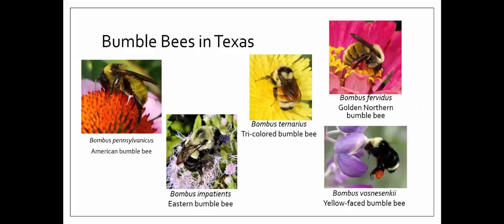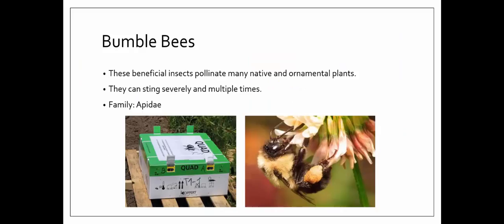This slide shows a few of the different species of bumblebees found in Texas. Note how hairy the bodies are, as well as the diversity of the colors on each bee. Bumblebees are classified under the family Apidae. They are considered to be beneficial insects since they pollinate many native and ornamental plants. They are able to sting several times, and it can be very severe.